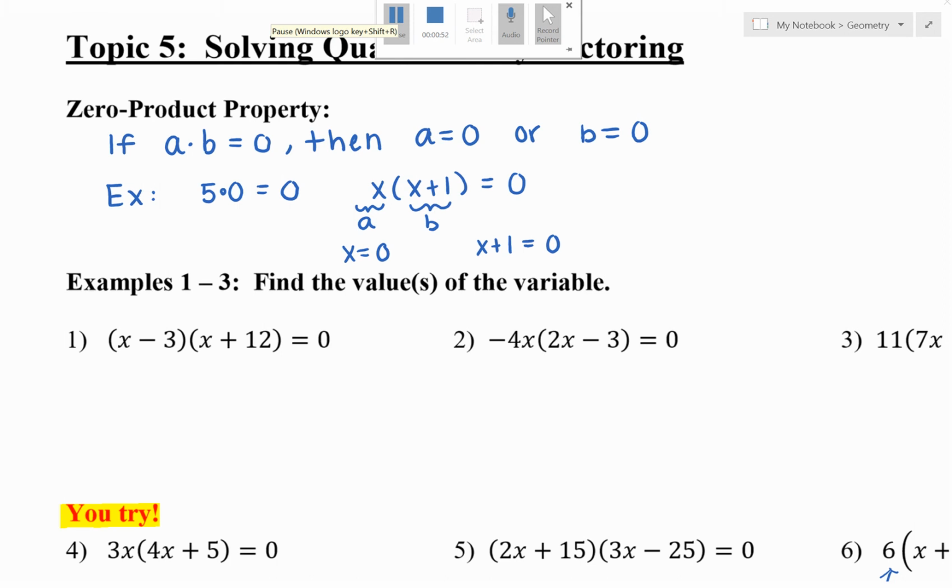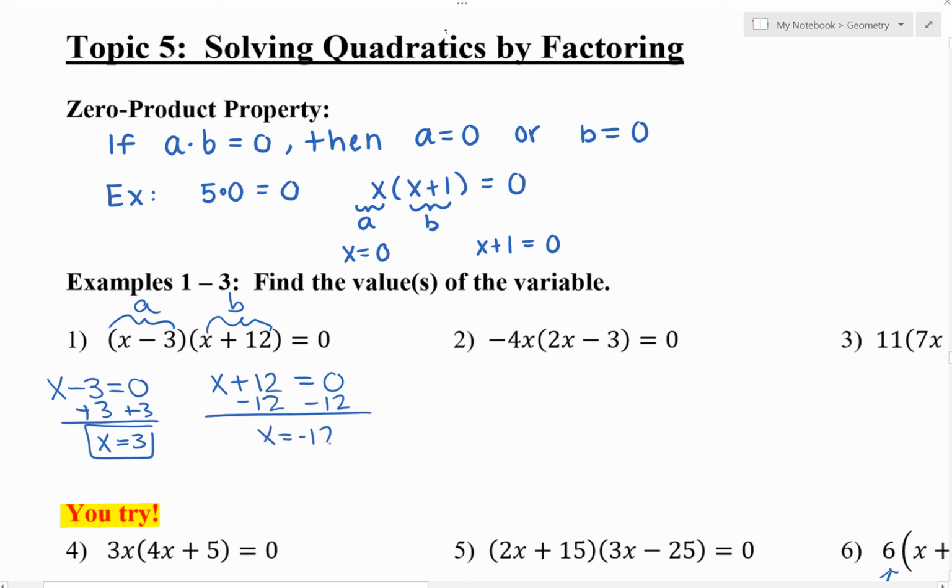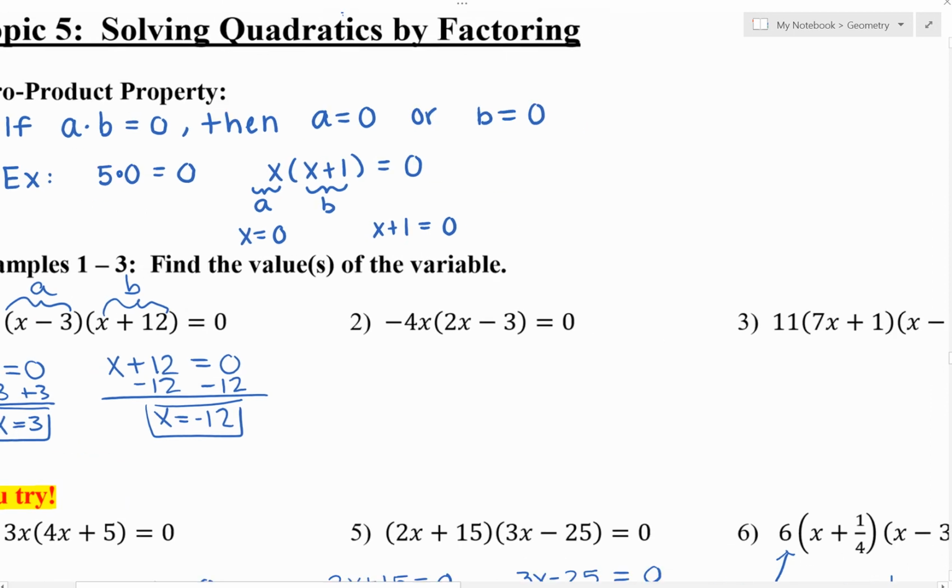So let's try that here. For 1, 2, and 3, these are already factored for us. So identify A and B. Okay, so your A is x minus 3. We're going to set that equal to 0, and then set your B equal to 0 as well. Add 3 to both sides. So x equals 3. Subtract 12 from both sides. X equals negative 12. So notice that we get two solutions for these equations.